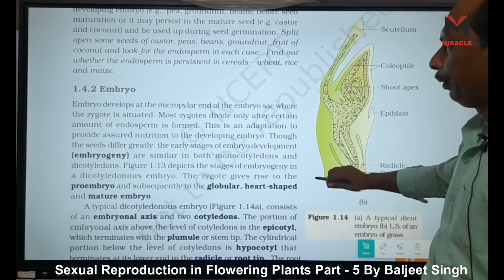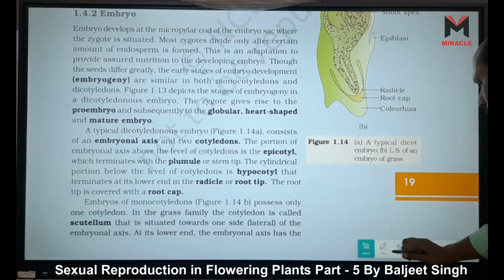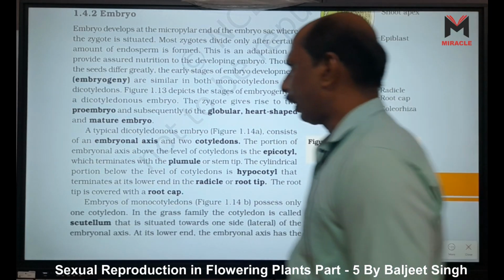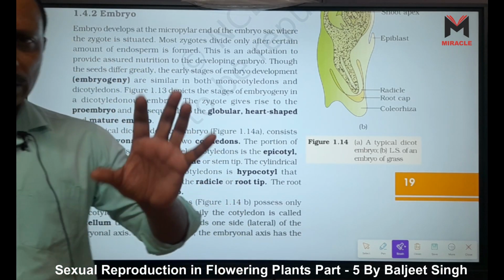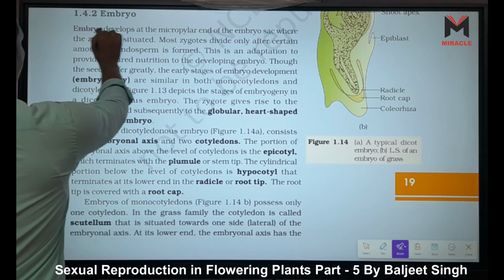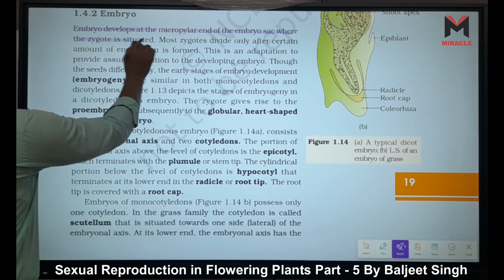Now here, the embryo develops at the micropylar end. I already told you, where does the embryo develop? At the micropylar end, because the egg cell is located toward the synergids. That's why the embryo develops at the micropylar end of the embryo sac, where the zygote is located.